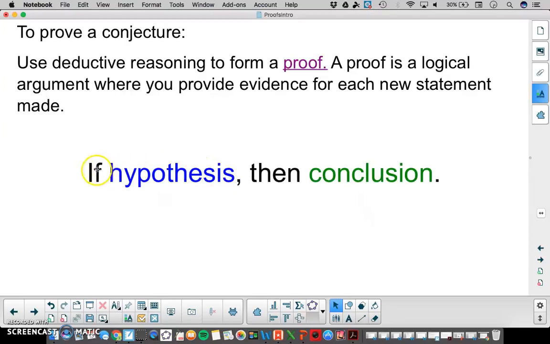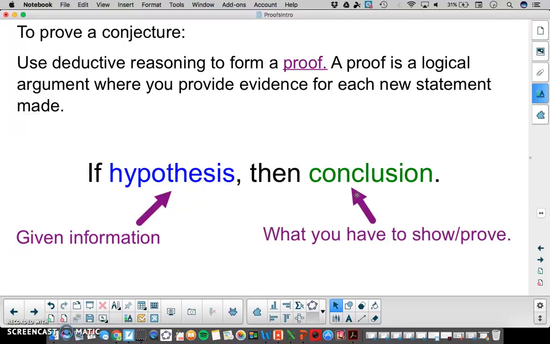When we have a statement in our conditional format, if, our hypothesis, then conclusion, we have pieces of this that we'll use in our proof. The hypothesis is our given information. This is what is known before we've completed the proof. Our conclusion is what we have to show or prove. That is going to be our conclusion when we're done with our proof.